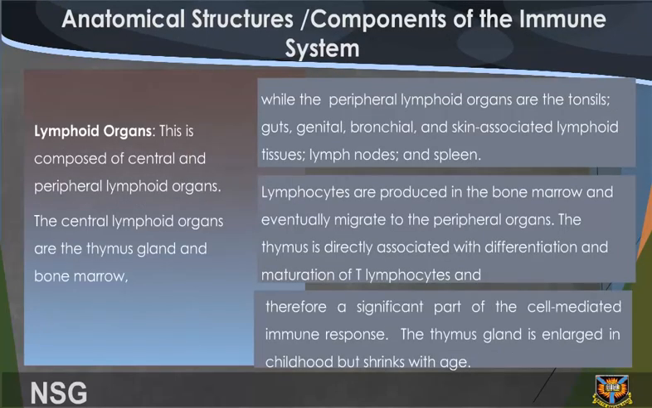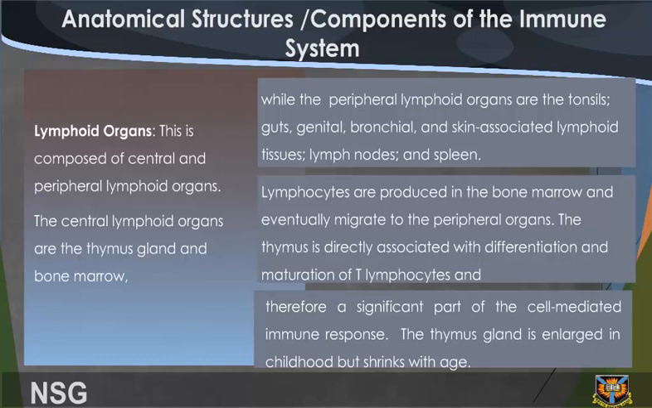Lymphoid organs. This is composed of central and peripheral lymphoid organs. The central lymphoid organs are the thymus gland and bone marrow, while the peripheral lymphoid organs are the tonsils, gut, genital, bronchial, and skin-associated lymphoid tissues, lymph nodes, and spleen.